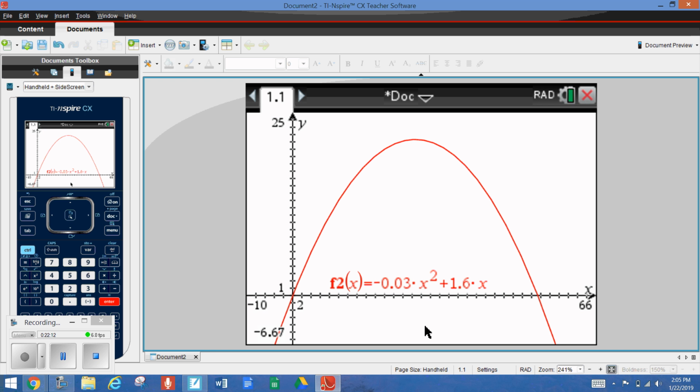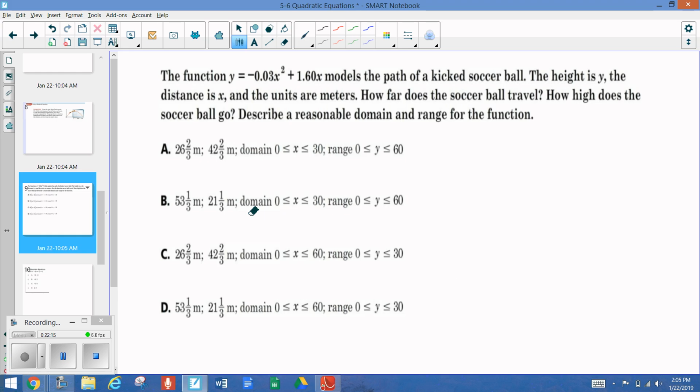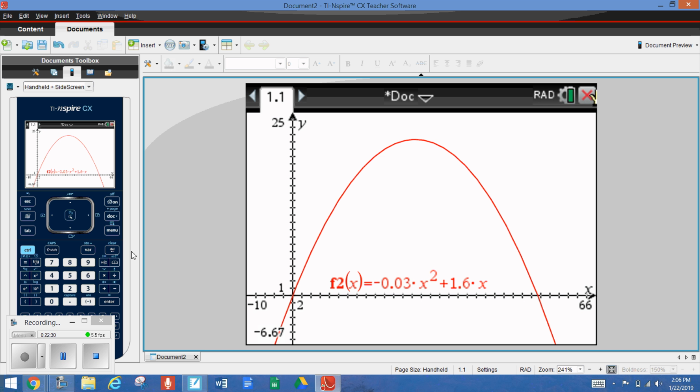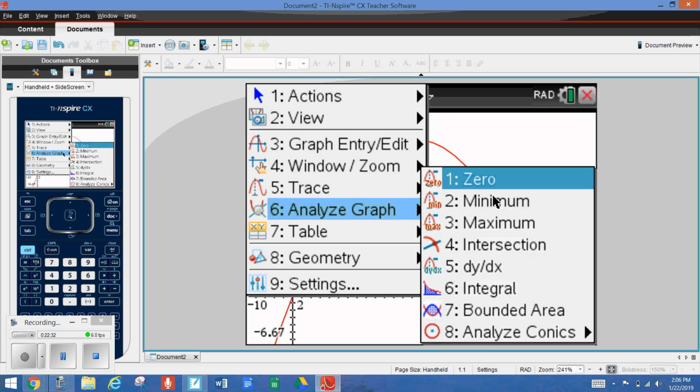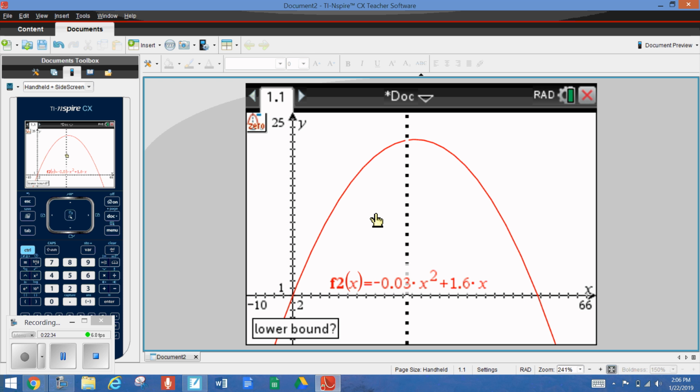So what is the question? There's a soccer ball. Kiddos kick the ball. We're wondering the distance x. How far is that going to go? And then how high is that going to reach? So menu, we're going to analyze the graph. We're going to find the zeros. We know this point is 0, I don't have to do that. So I'm going to drop to the right and drop to the left. It's 53 feet, 53.3.